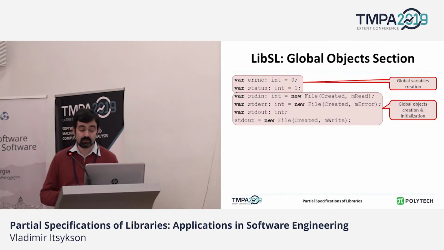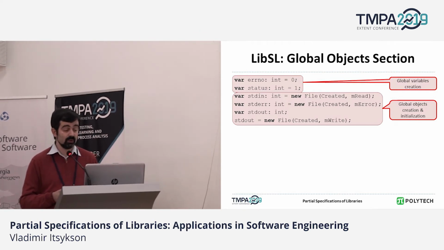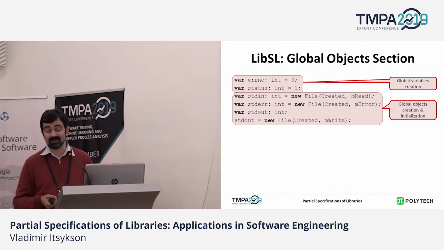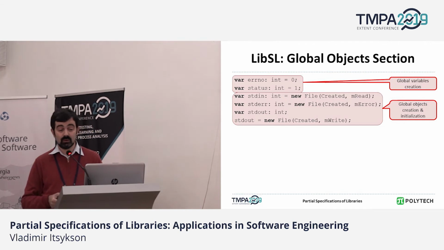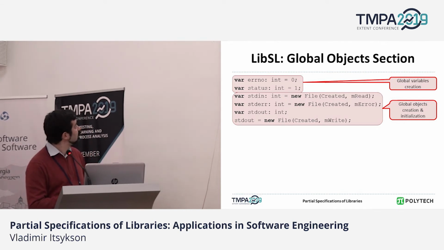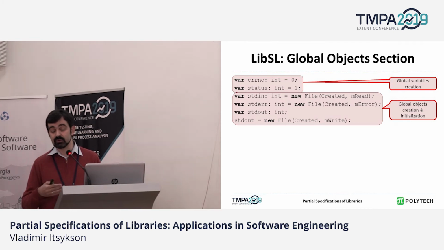And last one section, it's global object section. We can declare and define variables and declare exemplars of automaton. In this example, we create 3 predefined automaton for std_ir library, std_in, std_r, and std_out. It's 3 descriptors of 3 streams: input stream, output stream, and error stream.